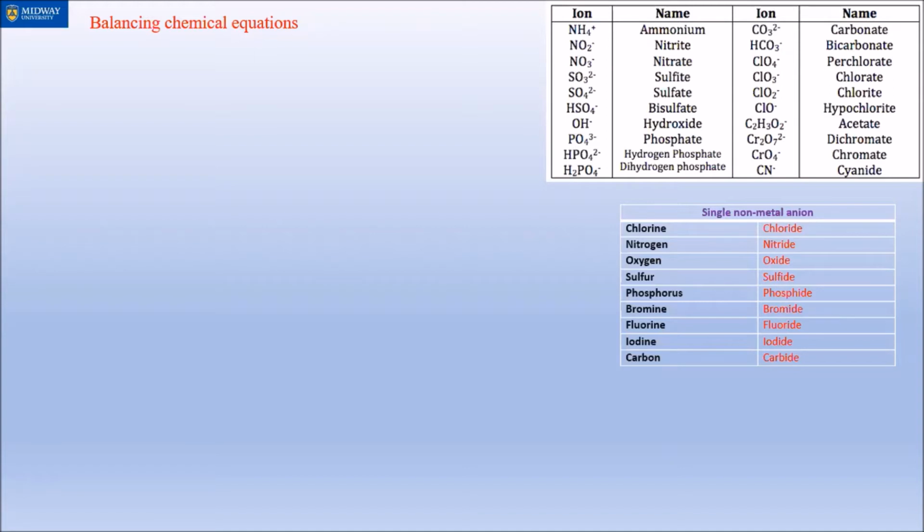Welcome. The next topic that we're going to focus on is balancing chemical equations. Now, there are two ways to approach this problem. The first one is where I give you an equation, it already contains formulas, and you just have to balance it. The second way is for me to give you names of compounds on either side of the equation, and your job is to actually come up with the formulas first and then balance the equation.